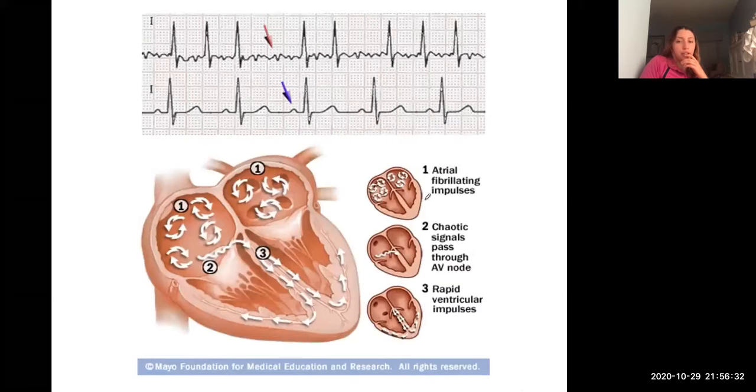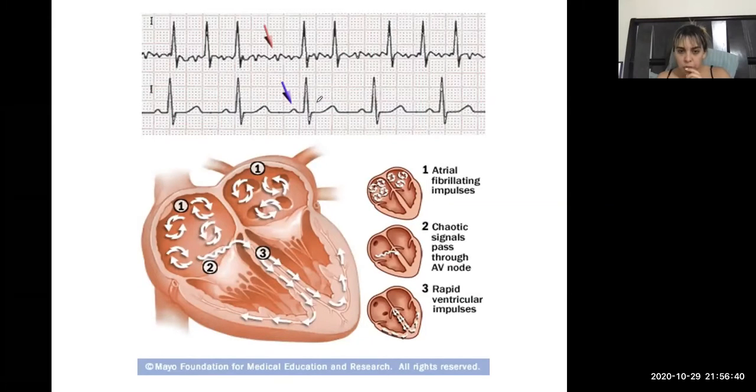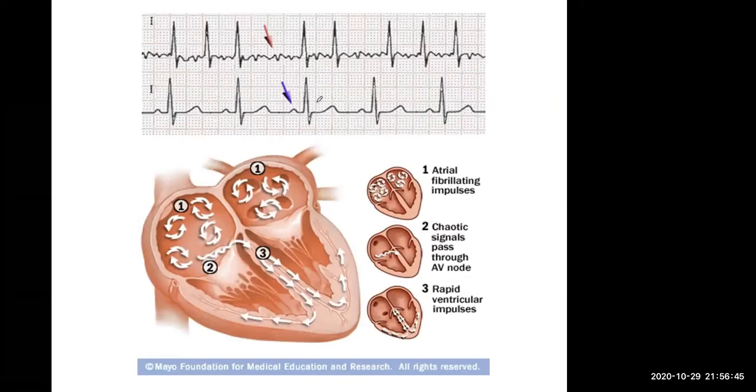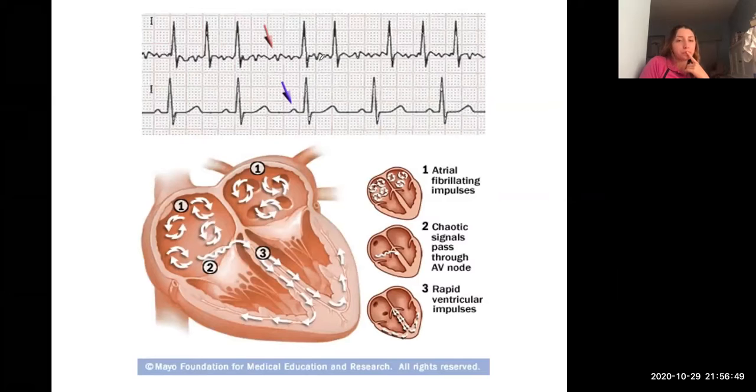Okay, is this what it's talking about? Maybe. Impulses, chaotic signal, and then rapid ventricular impulses. This is what it's talking about for the most part, but this is a little different.